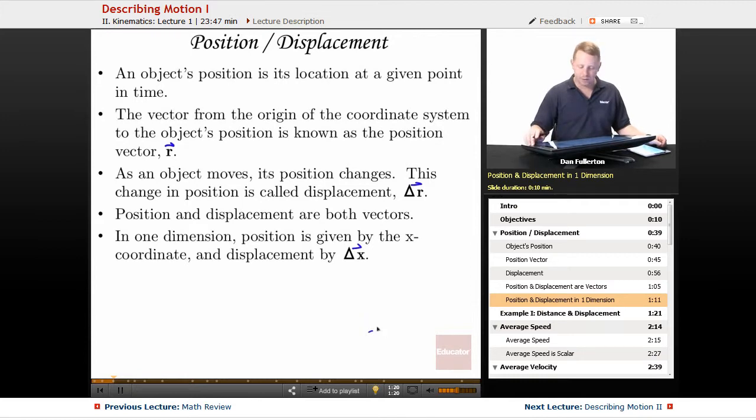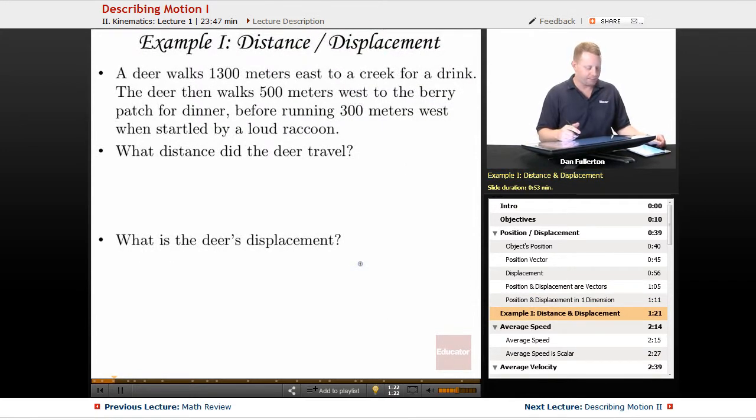Okay, a couple examples about the differences between these. A deer walks 1,300 meters east to a creek for a drink. The deer then walks 500 meters west to the berry patch for dinner, before running 300 meters west when startled by a loud, angry, fierce, nasty, evil raccoon. What distance did the deer travel? Well, the distance the deer traveled, 1,300 plus 500 plus 300, would be 2,100 meters.